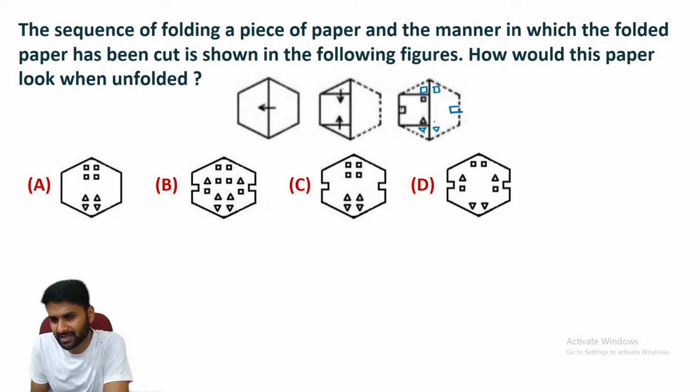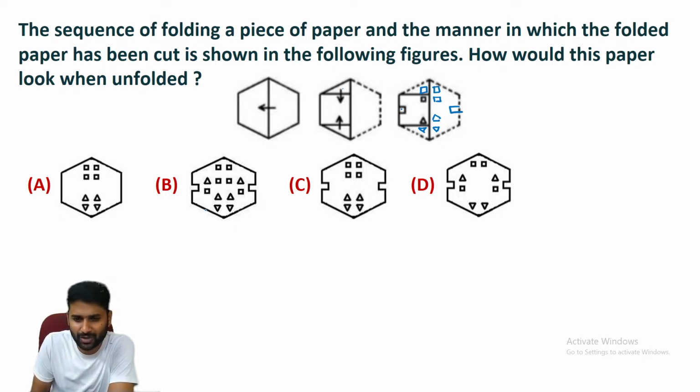You will get the triangles. You will get the box. This is the exact picture. Just go through the options. If you go through the options, you can see the answer.